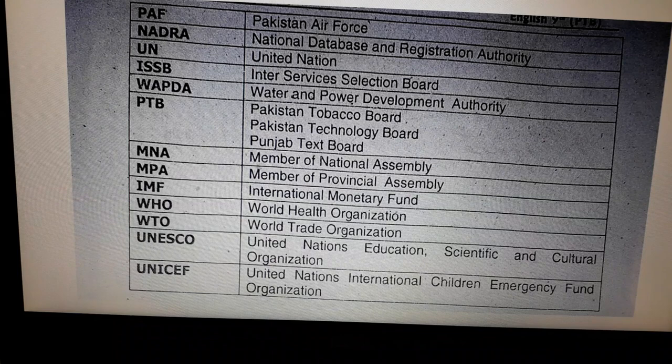In these days, WHO is issuing warnings and guidelines for the coronavirus and COVID-19 protection. They are issuing stay safe and stay clean, things like these. Better to stay home. The online classes is also a series of WHO instructions. Next is WTO, World Trade Organization. UNESCO, United Nations Education, Scientific and Cultural Organization, UNESCO. UNICEF, United Nations International Children Emergency Fund Organization.